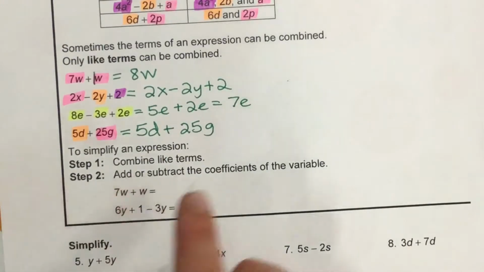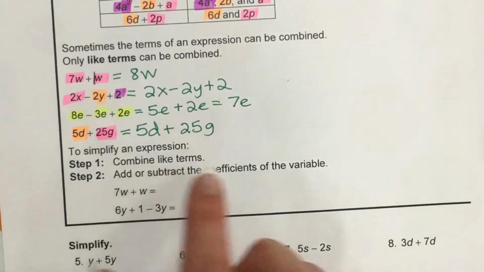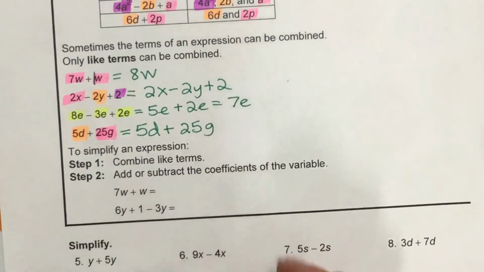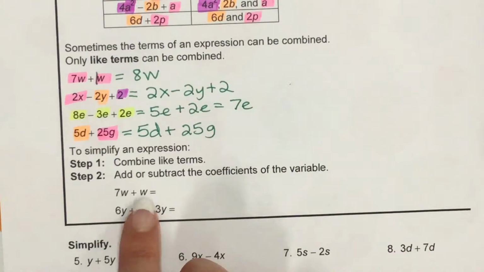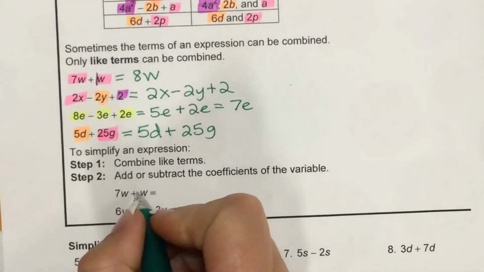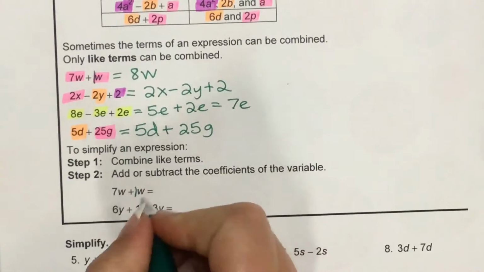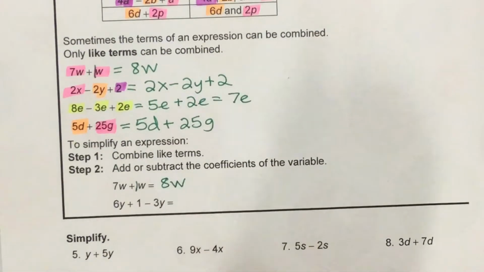So there you go. To simplify an expression, you combine like terms and then add or subtract the coefficients of the variable. We kind of just did that with this one: 7w plus w. They both have a w, and that's 1w. So 7w plus 1w is just 7 plus 1, which is 8w.